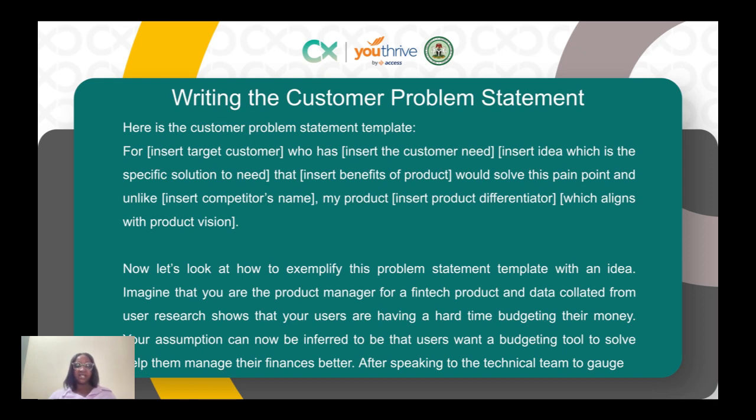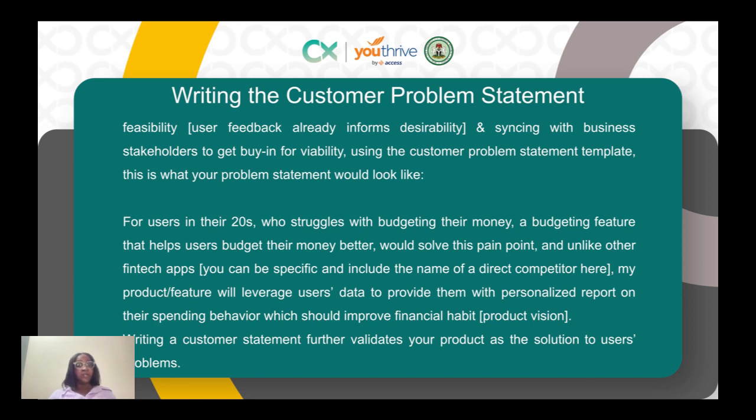After speaking to the technical team to gauge feasibility, usually user feedback has already informed your desirability, and then you sync with business stakeholders to just get buy-in for viability. So you always remember I said you'll be working very closely with your stakeholders, managerial stakeholders, and if it's a startup, you're probably working closely with the CEO. However, if you have a manager, your manager will be the one working closely, and your task might be to just write the problem statement while your manager manages stakeholder interactions.